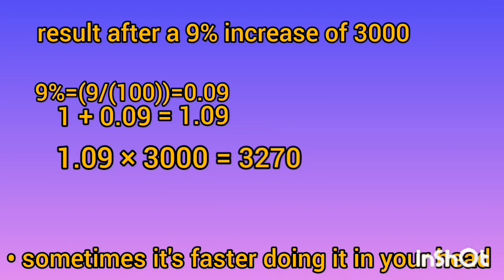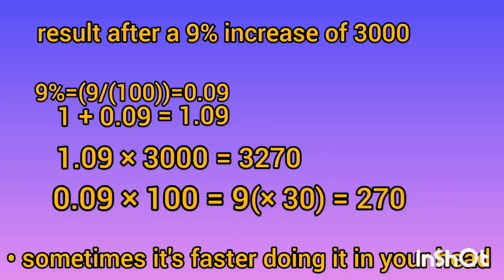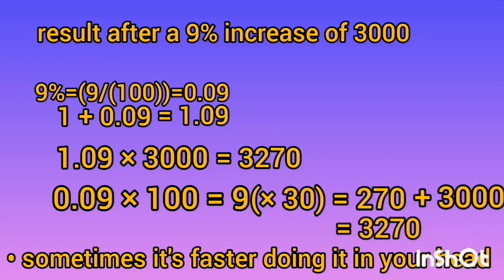Better still, you can just find 9% of 100, which we know to be 9. And we know there are 30 hundreds in 3,000. So simply multiply 9 by 30 to give us 270, and then we'll add that to our 3,000 to get 3,270.